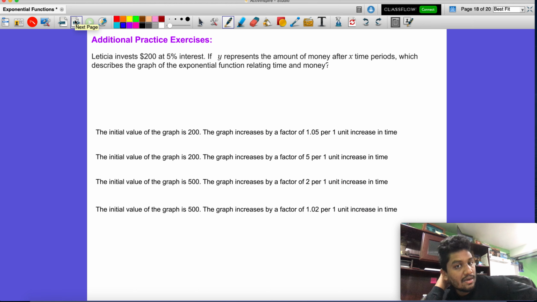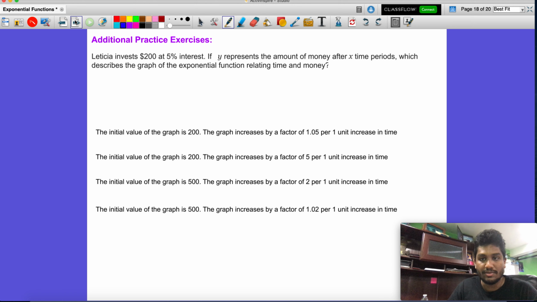Okay, and then kind of like a review from before, Letitia invests $200 at 5% interest. So think about this. You're going to the bank, you deposit $200. If you're getting 5% interest, is your money increasing or is it decreasing? All right, so our money would definitely be increasing because we're the ones getting interest.